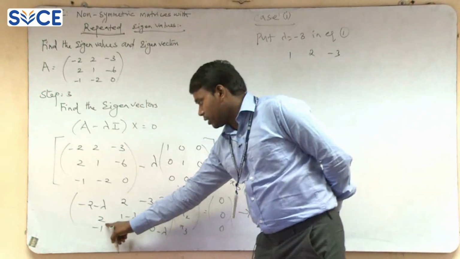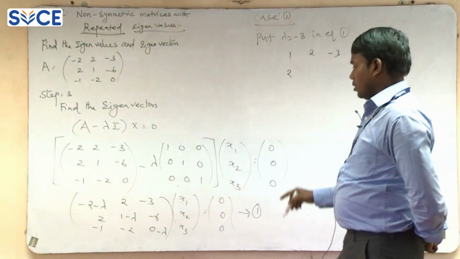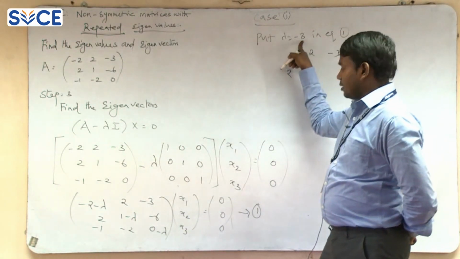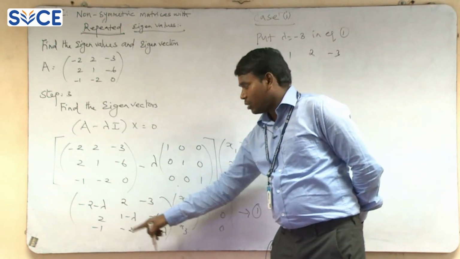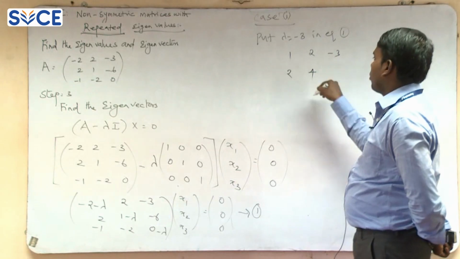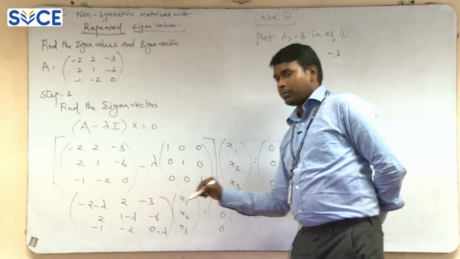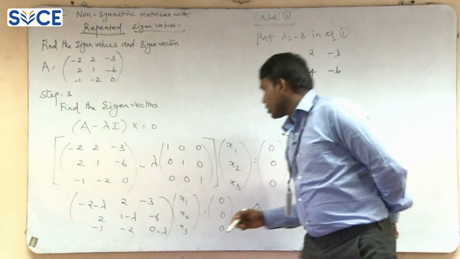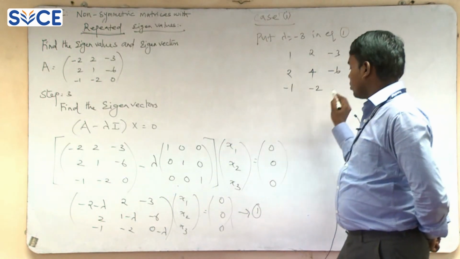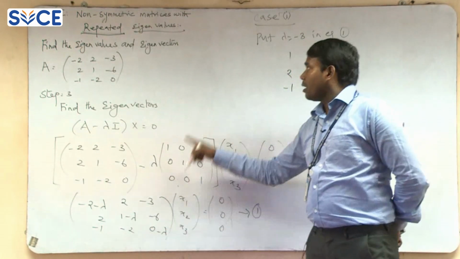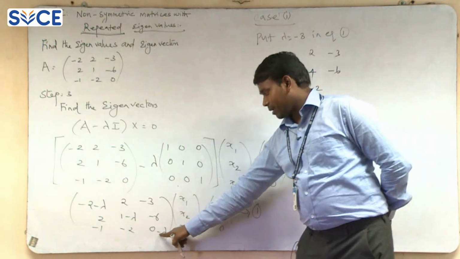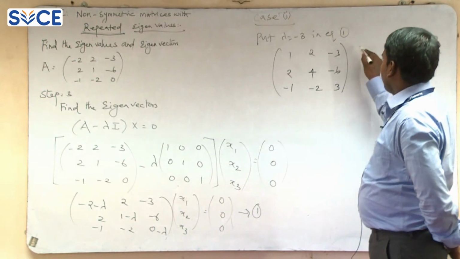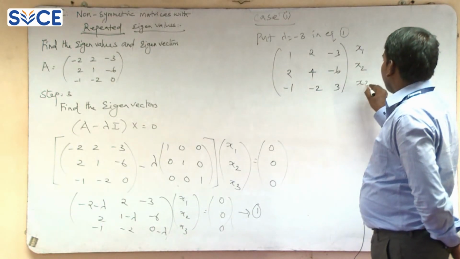Now the second row: 2, then 1 minus lambda, where the lambda value is minus 3. Minus into minus is plus, so 1 plus 3 becomes 4. The last one is minus 6. Now the third row: minus 1, minus 2, 0 minus lambda. Lambda value equal to minus 3, minus into minus is plus, so that is 0 plus 3, which is 3, times x1, x2, x3.